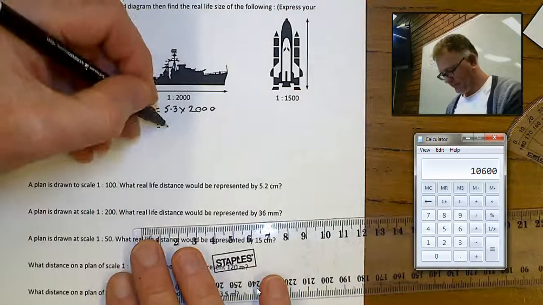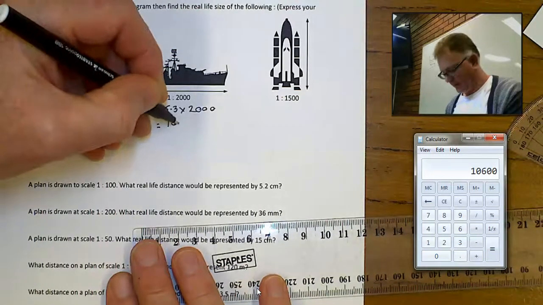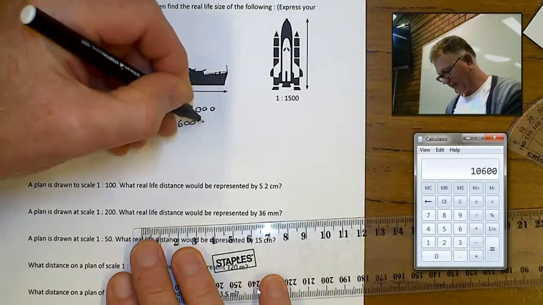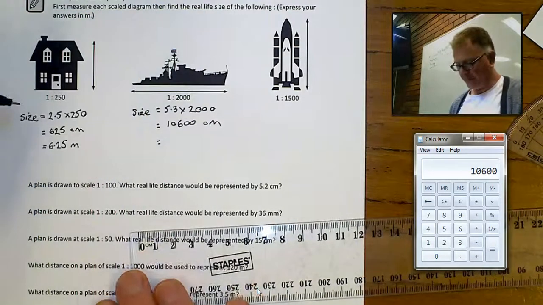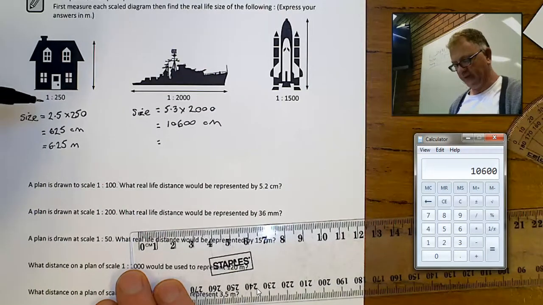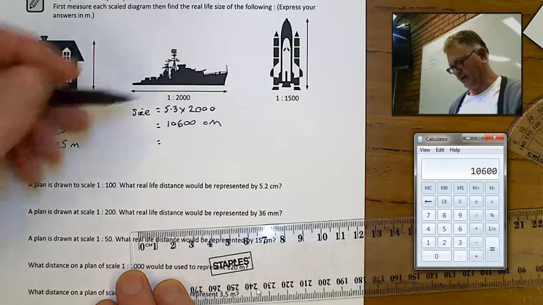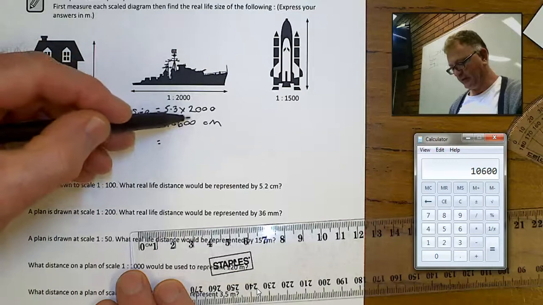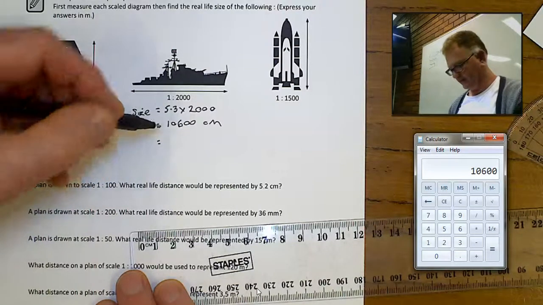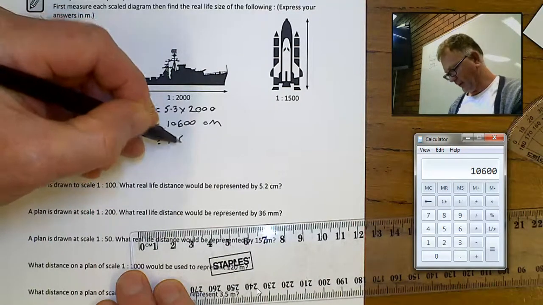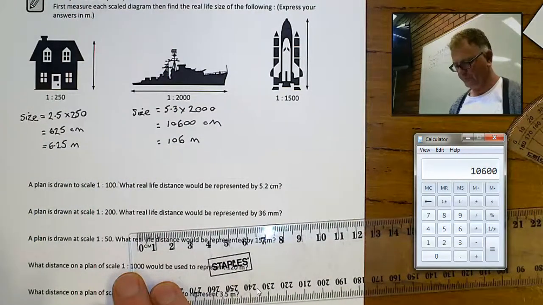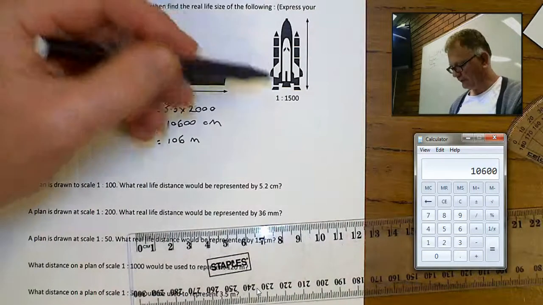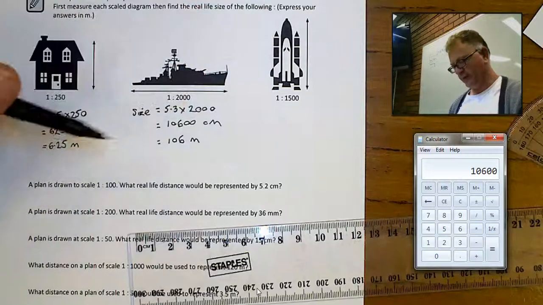That equals 10,600 centimetres, but best in this case to talk about metres, and to find out the size in metres we'll divide by 100, because 100 centimetres like a metre, or move the decimal place. You could do it on your calculator if you had to. 106 metres in length. What about the height of this rocket assembly?